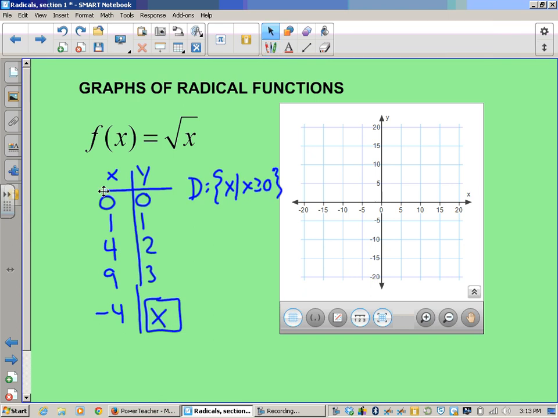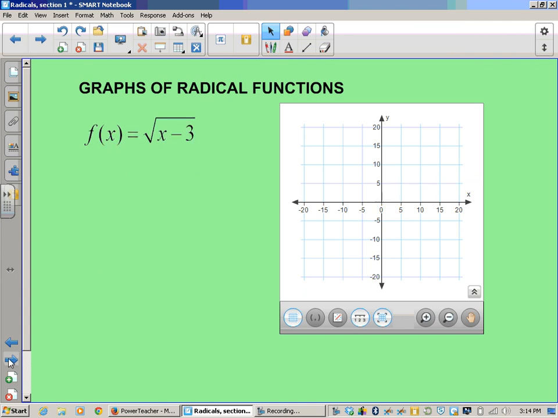And if I plot the points, let's take a look at this. 0, 0 right here. 1, 1, kind of right here-ish. 4, 2, kind of right here. 9, 3, kind of right here. And if I were to go one more, if I went 16, I'd be up to 4. And 25, I'd be up to 5. So this is a curve that rises very slowly. And you notice I don't have any negative values for x here. Okay? So the square root graph is now one that's in your arsenal.